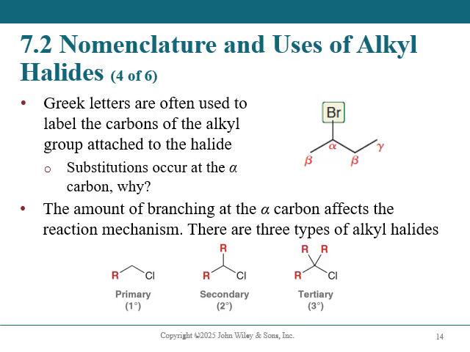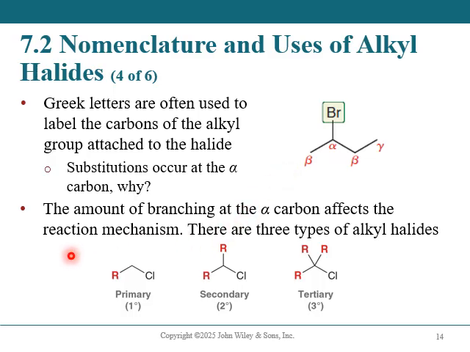Greek letters are often used to label the carbons of the alkyl group attached to the halide. Now this is important, and we are going to see it again later on as we keep moving towards reaction mechanisms, things of that nature. The carbon attached to your halogen in this case will be the alpha carbon. If you move one carbon away in any direction, you get beta carbons, and as you keep moving, you have gamma, and then delta, epsilon, etc. This is important because later we will see alpha carbon, beta carbon. You'll see, the amount of branching at the alpha carbon affects the reaction mechanism.